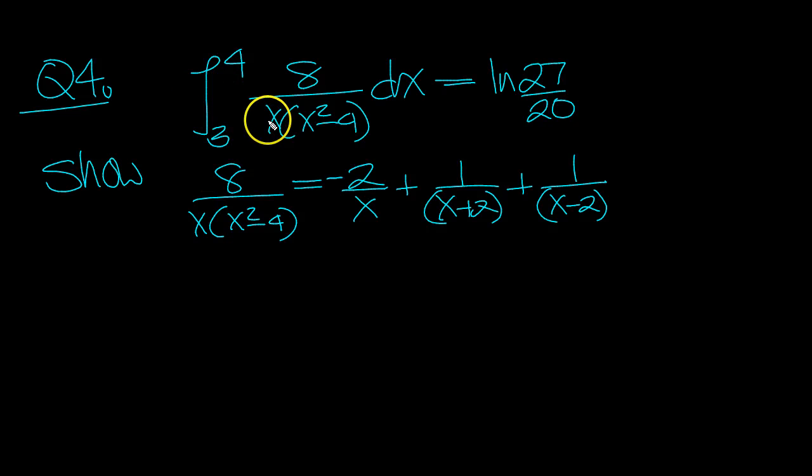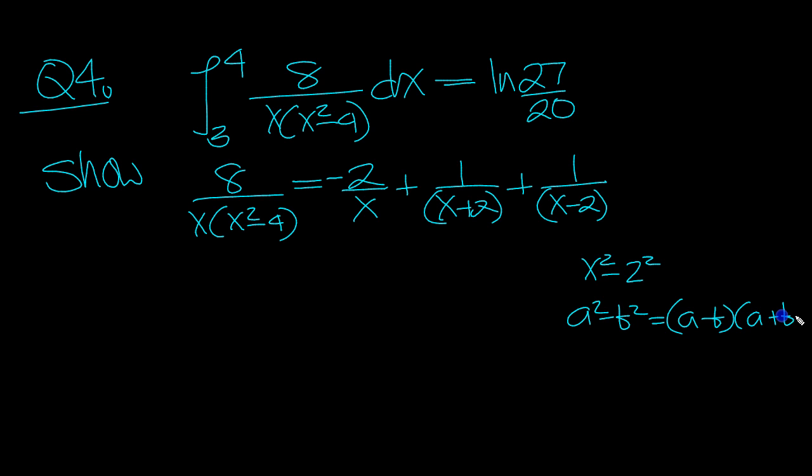Right, let's have a look at this integral. We've got to show that this equals that in the first instance. The nice thing is that that's telling us that this is the difference between two squares. And you can see that because x squared minus 4 is x squared minus 2 squared. Remember the formula? A squared minus b squared. It's a standard formula. A minus b, a plus b.